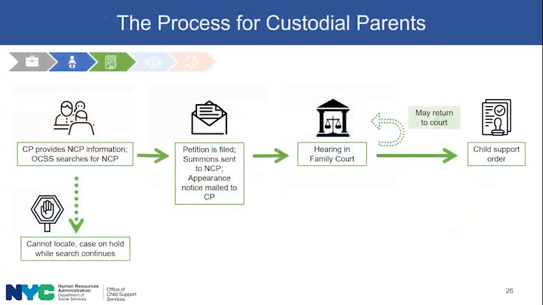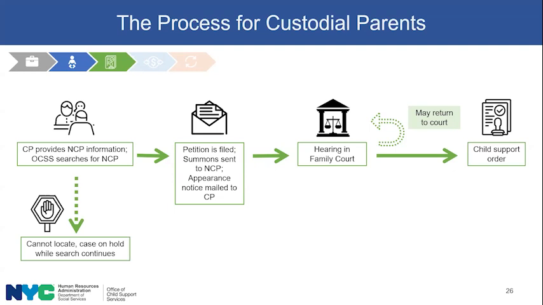Now, in terms of the process for the custodial parent, the custodial parent provides OCSS with information about the non-custodial parent and receives screening for domestic violence. OCSS attempts to locate the NCP using state and federal databases and may potentially contact the NCP's employer. If OCSS is unable to locate the NCP, the case is on hold while we search. If the NCP is located, a petition is filed for parentage and/or support, a summons is sent to the NCP, and an appearance notice is mailed to the CP.